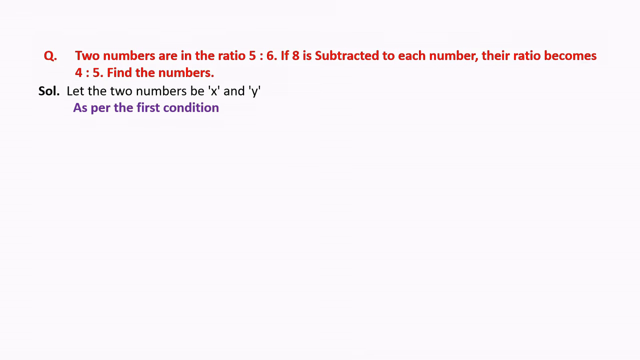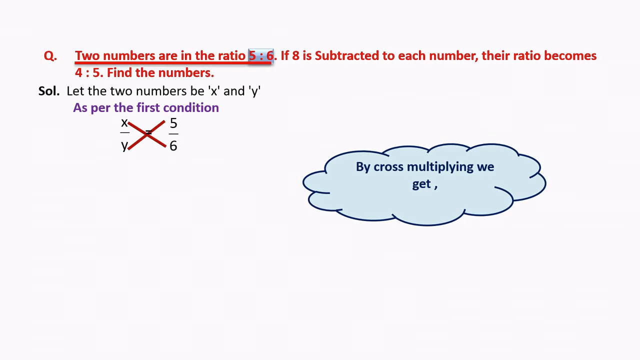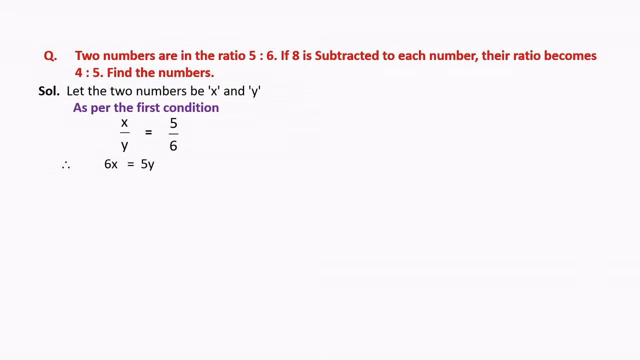According to the first condition, the ratio of the numbers is 5:6. So, we write x by y equals 5 by 6. Cross multiplying, 6x equals 5y. Or 6x minus 5y equals 0. This is our first equation.